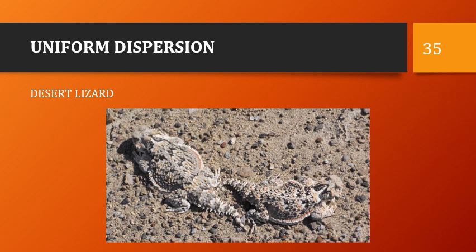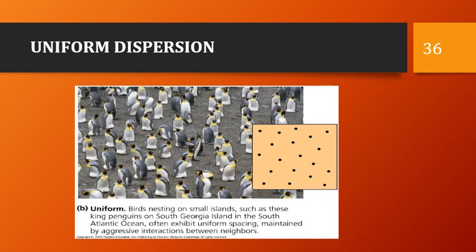Kasi itong mga plants ito, hindi mo pwedeng itanim kung saan-saan kasi maaaring hindi sila mag-survive. So, that is uniform distribution. And of course, we have here penguins, okay? Birds nesting on small islands such as these king penguins on South Georgia Island in the South Atlantic Ocean often exhibit uniform spacing maintained by aggressive interaction between neighbors. Diba? Sana all, they are uniformly distributed.